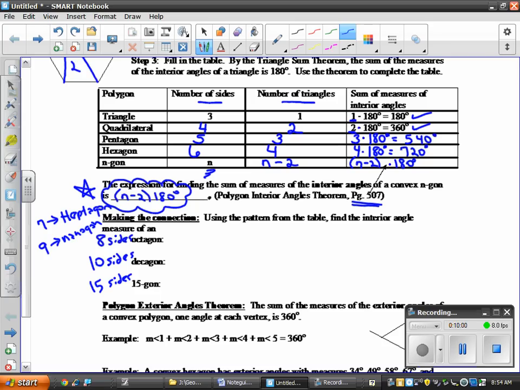The ones you do need to remember are obviously triangle, quadrilateral. You do need to know pentagon, hexagon. You do need to know heptagon, octagon, and then that decagon. But like I said, the nonagon seems to be one that students forget.